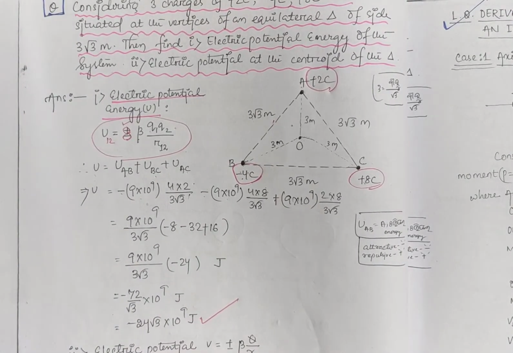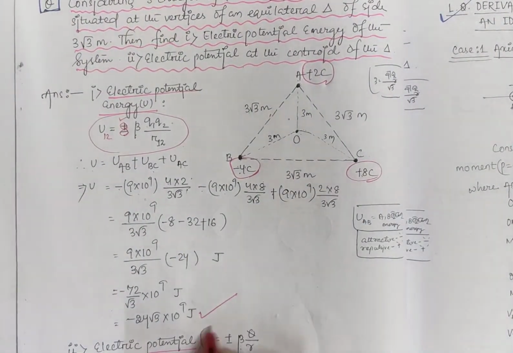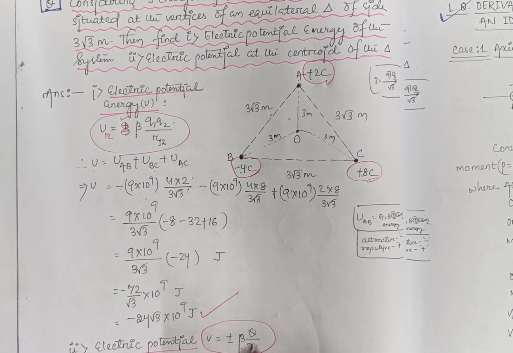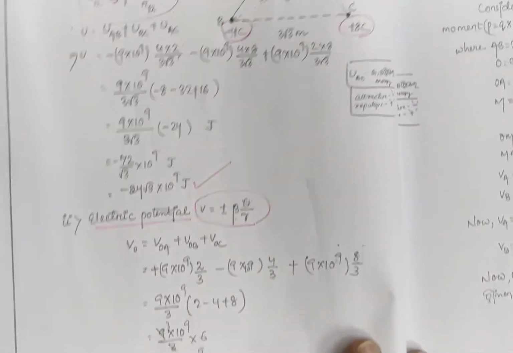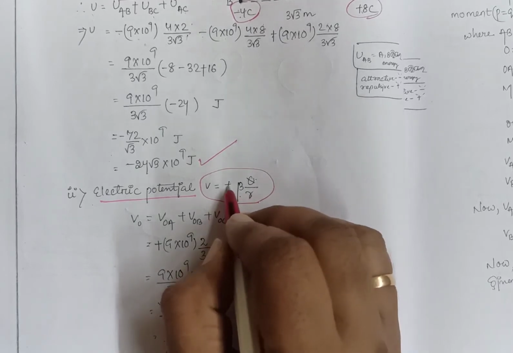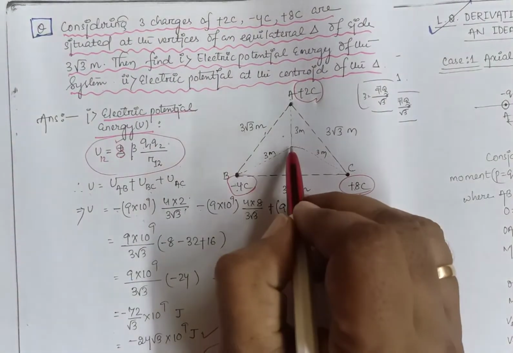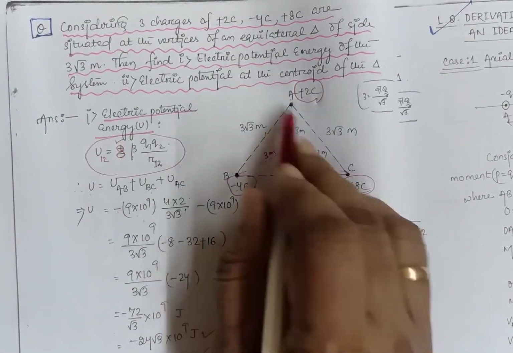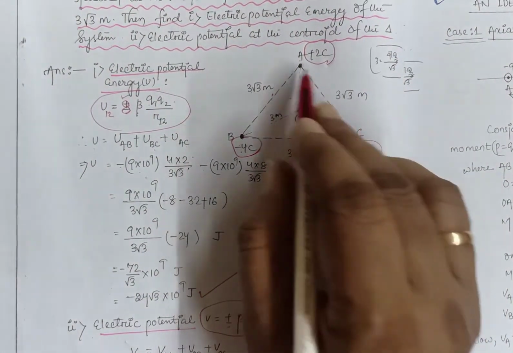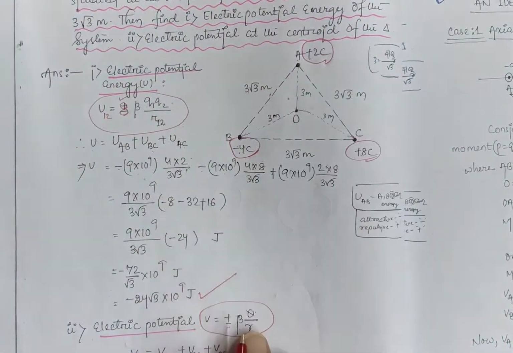Then for the second question, we have to calculate the electric potential at the point O. For this problem, you will use this formula. For a single isolated point charge, potential must be plus or minus beta q by r. Q is your source charge, r is the distance of the desired point from the source charge, and the plus sign is for a positive source charge, minus sign is for a negative source charge. Here you see this one is r: OA, OB, OC. As it is an equilateral triangle, OA, OB and OC must be side by root 3. That's why r is 3 here. So this distance is 3 here.